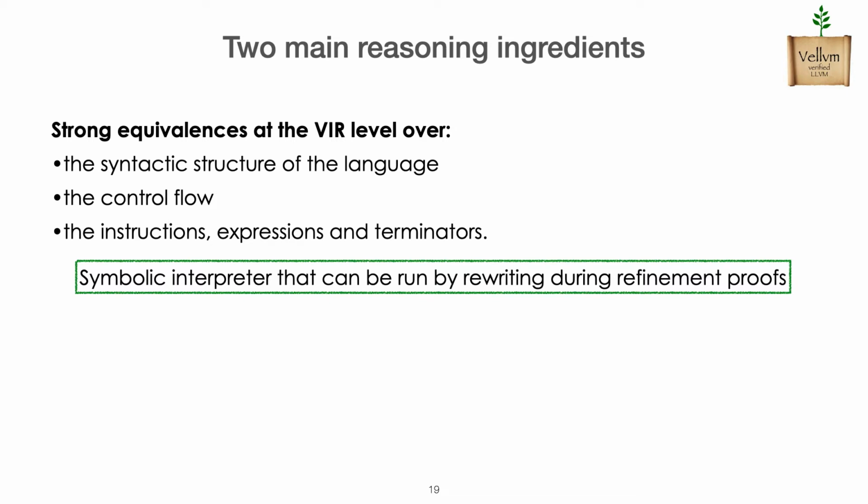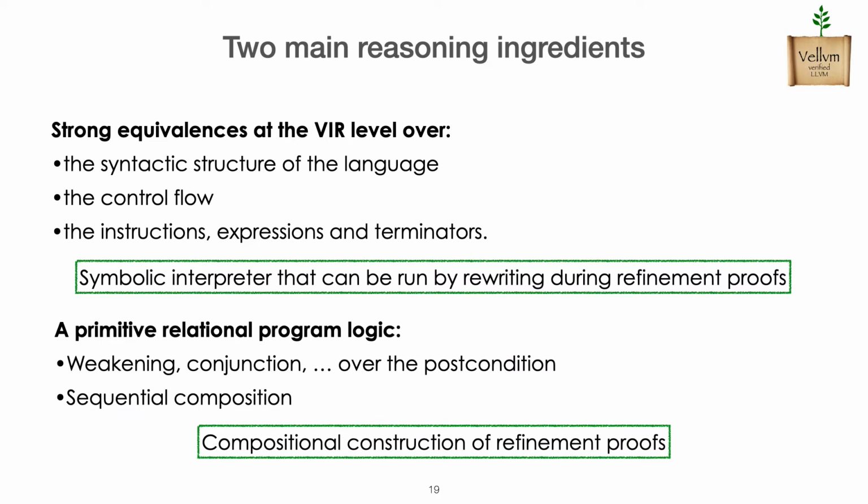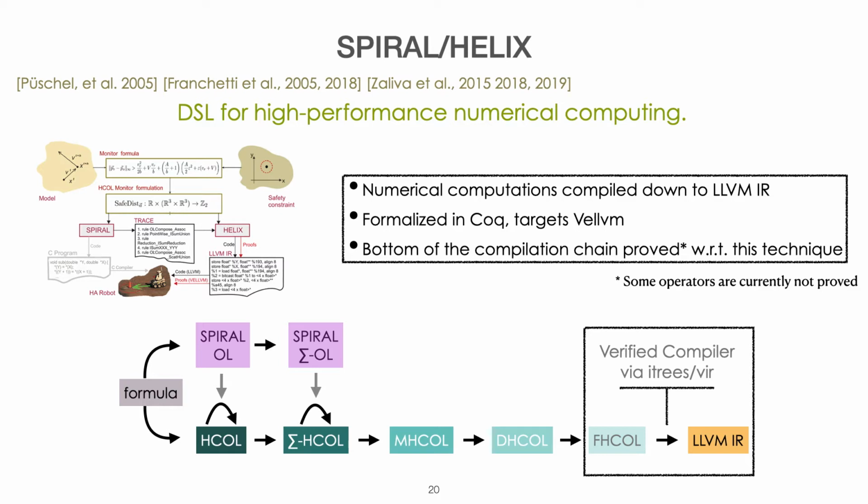Actually, these refinement proofs can be performed from VIR to VIR, but also in a heterogeneous way when interfacing with other languages for a front-end or a back-end, for instance. And in particular, when we do so, what we get is a primitive relational program logic that, in particular, is compatible with this symbolic interpreter. We are therefore able to combine both of these ingredients to have interesting compositional construction of refinement proofs by equational means.